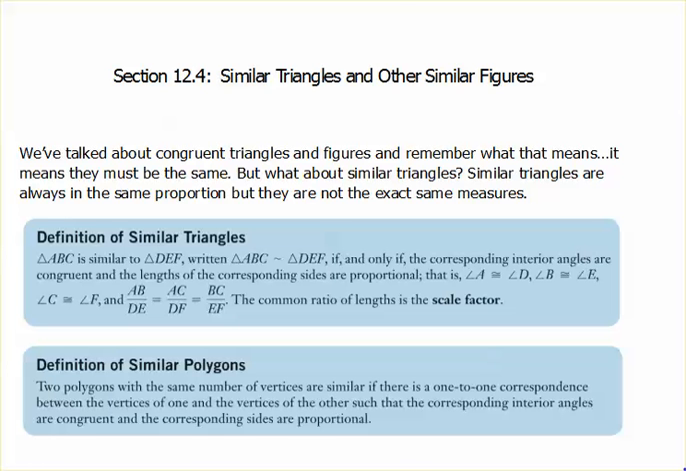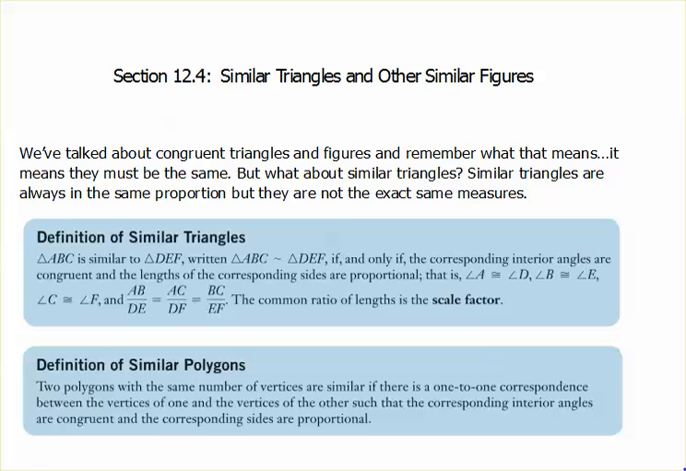Okay, in previous sections, we've talked about congruent triangles and figures. And if you'll remember, in order for two things to be congruent to each other, they have to be identical. So their angles had to be the same measure and their sides had to be the same measure. But there's also something called similar triangles.